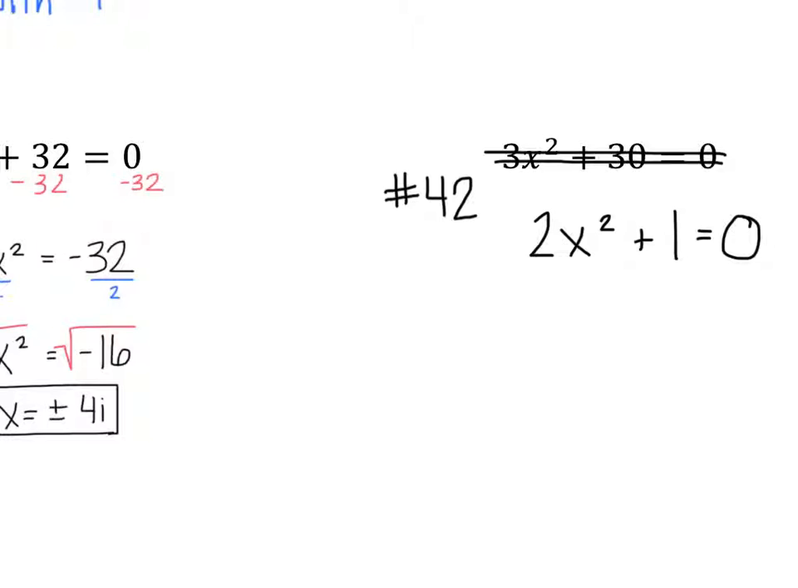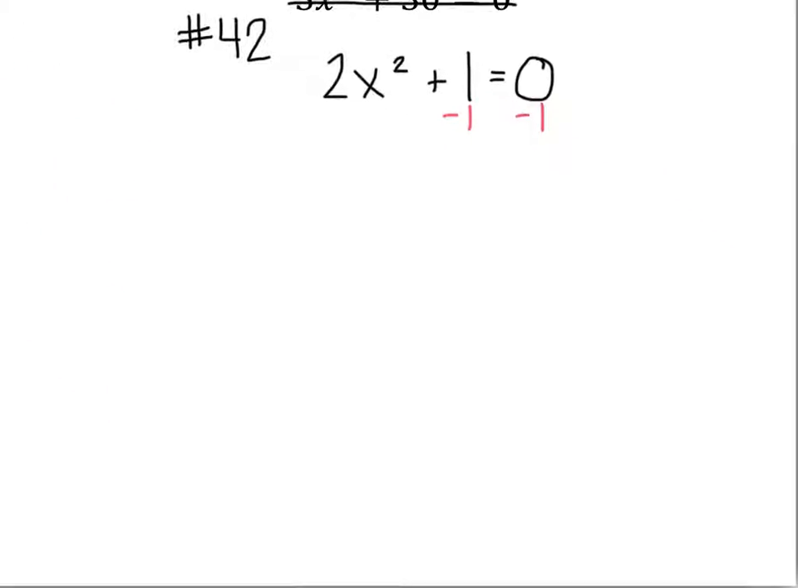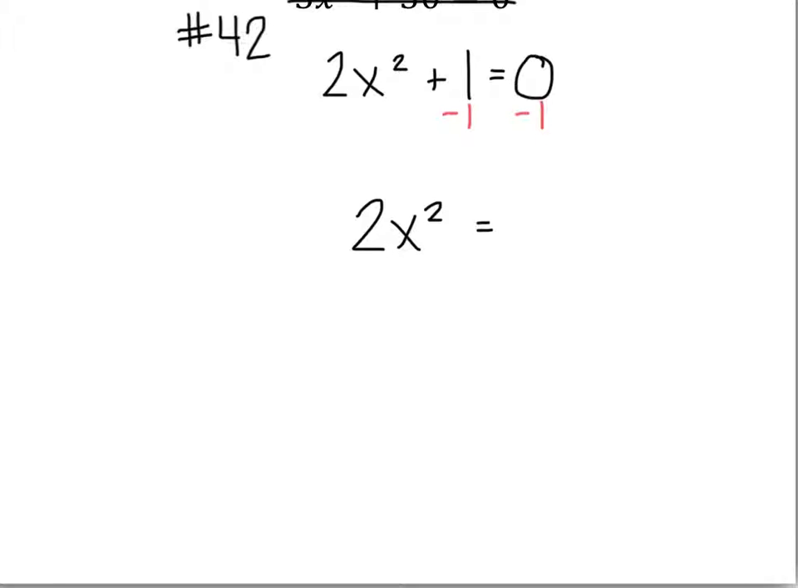Subtract 1 to the other side. So we get 2x squared equals negative 1. Now what? Divide by 2. And this one's different because negative 1/2 is not a perfect square. But we're still going to follow the same method. I'll show you though. So we'll square root both sides.